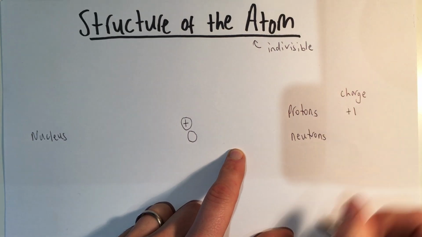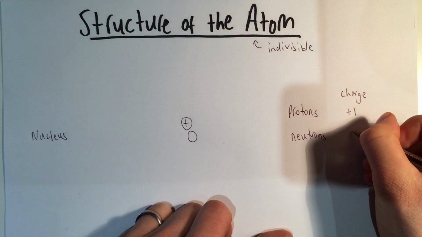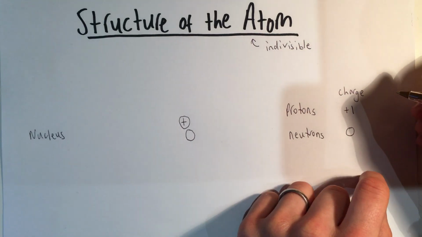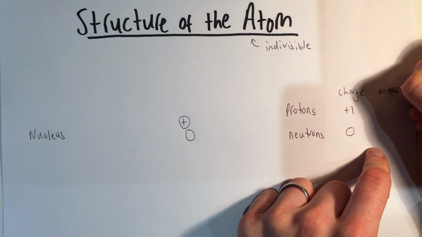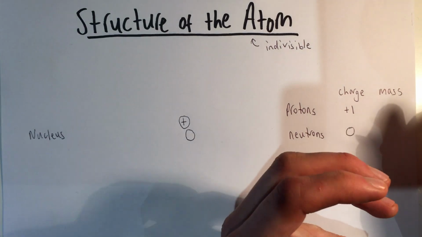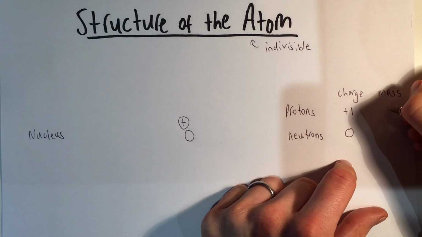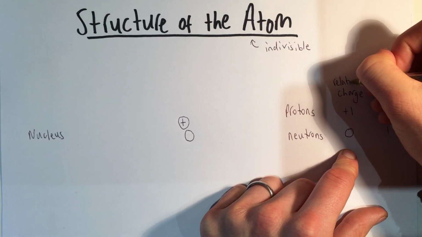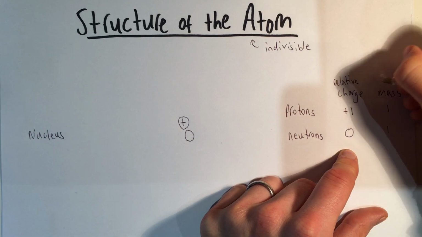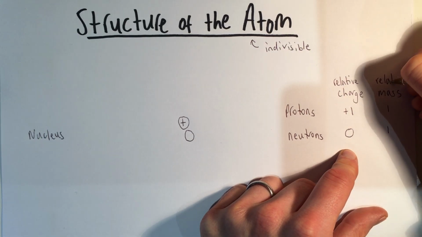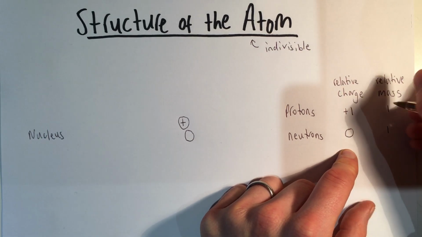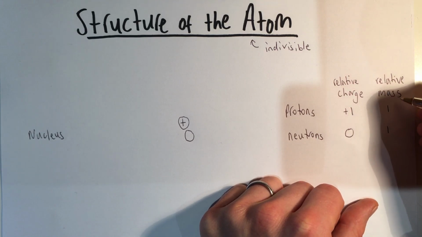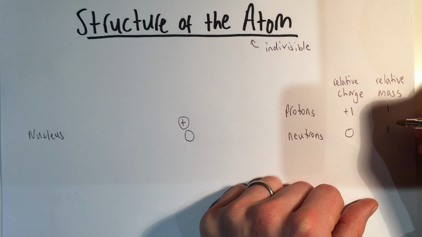protons have a charge of +1. The neutrons don't have a charge. Their charge is just 0. These two particles also have mass. They have the same mass as each other. So the relative charge is +1 and 0, and the relative mass is just 1 and 1. It just means compared to each other, they've got the same mass. This isn't in kilograms or anything. That's just compared to each other.